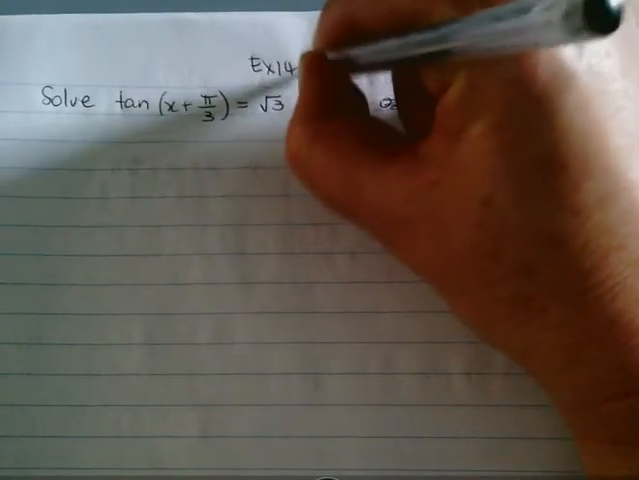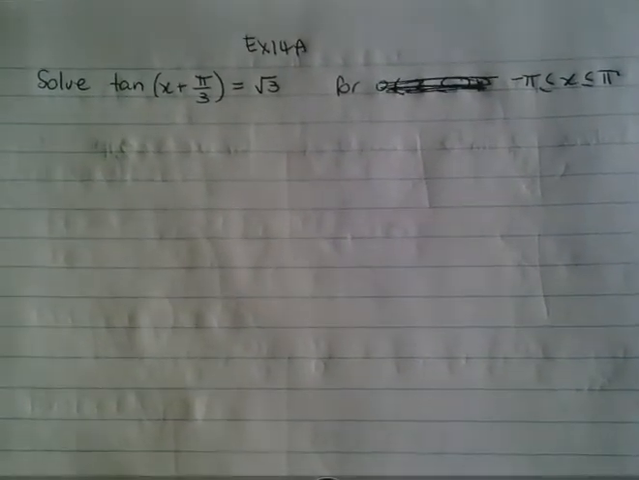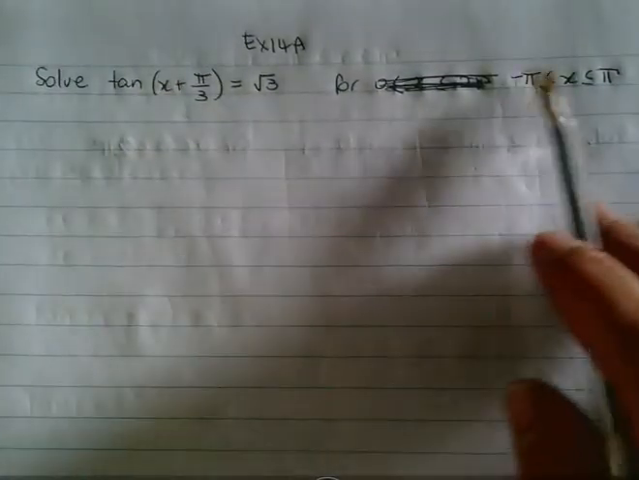Okay, just a few more questions on solving equations for exercise 14a types of questions. So the first one, remember we're in radians, so solve tan of (x plus pi on 3) equals root 3 for x lying between negative pi and pi.